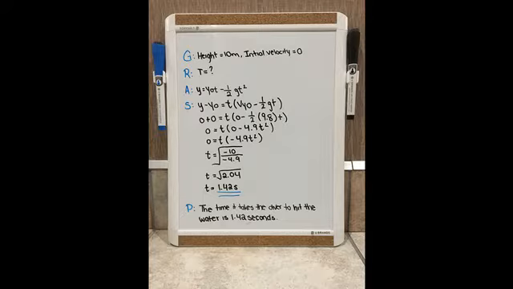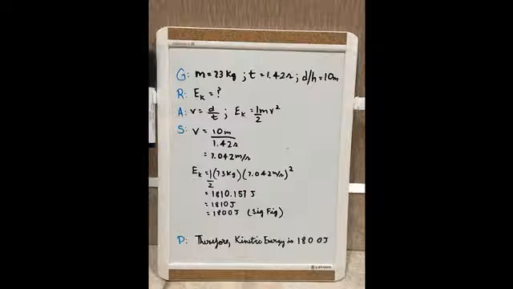To calculate the time, the height is 10 meters and the initial velocity is 0 meters per second. Using this formula, the time given would be 1.42 seconds. To calculate kinetic energy, the mass is 73 kilograms, time is 1.42 seconds, and the height is 10 meters. Using this formula, the kinetic energy would be 1,800 joules.